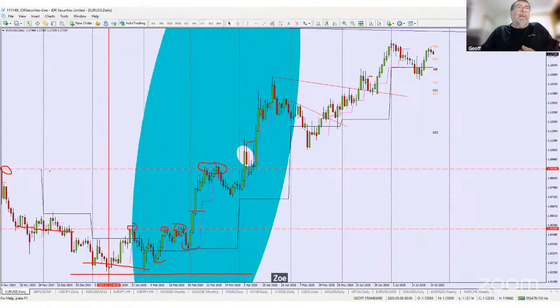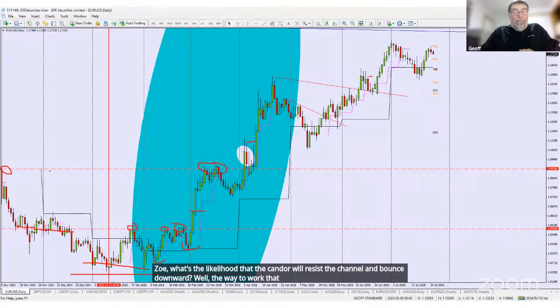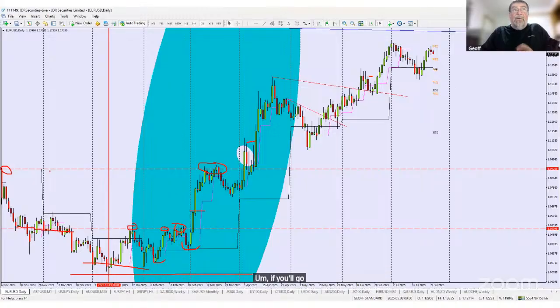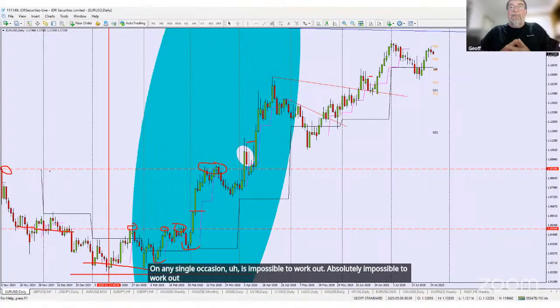Zoe, what's the likelihood that the candle will resist the channel and bounce downward? Well, the way to work that out, Zoe, actually, I'll go to a new chart to show you how to work that out. But it's simply a matter of history. So look left at the end of the day. The likelihood on any single occasion is impossible to work out, absolutely impossible to work out. But that's why you need precedents.